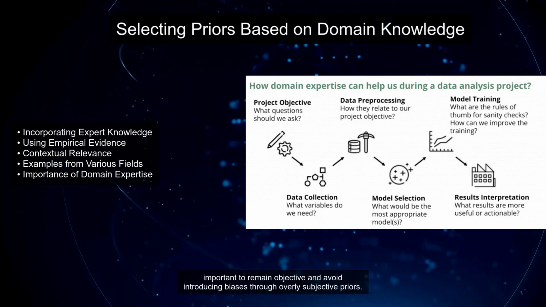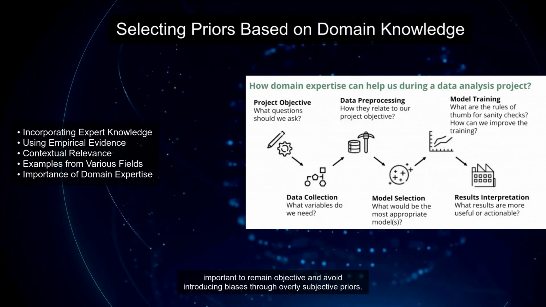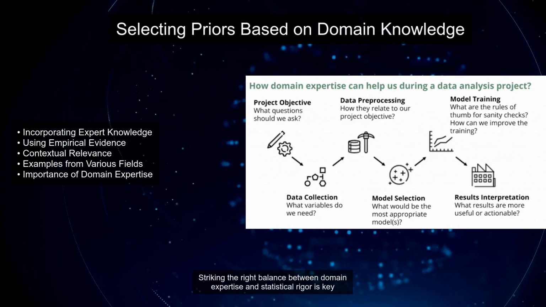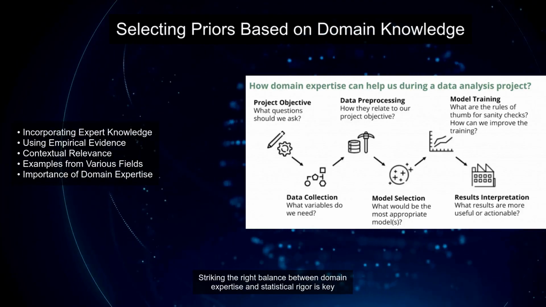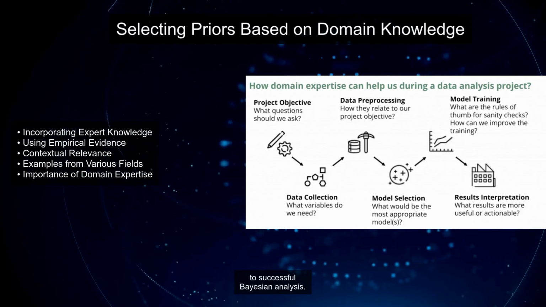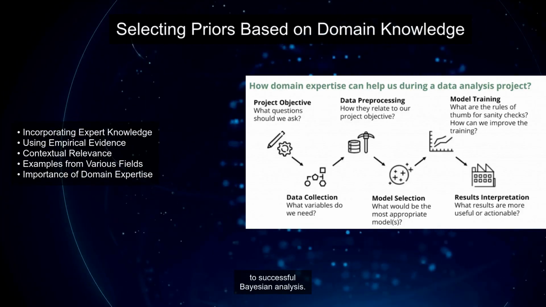to real-world scenarios. However, it's important to remain objective and avoid introducing biases through overly subjective priors. Striking the right balance between domain expertise and statistical rigor is key to successful Bayesian analysis.